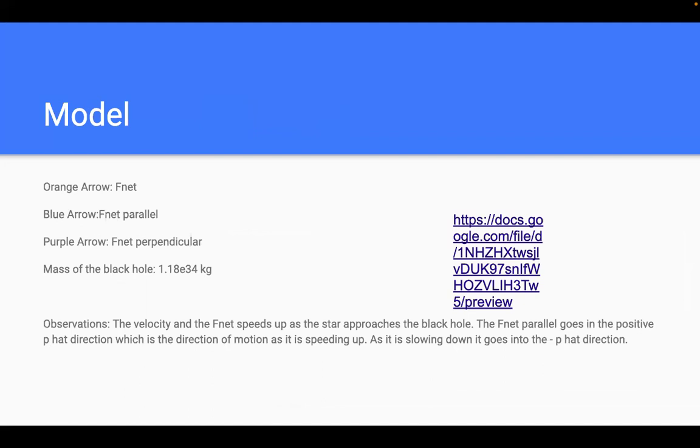The orange arrow represents the F net. The blue arrow represents F net parallel. The purple arrow represents F net perpendicular. And the mass of the black hole was calculated to be this amount in kilograms.